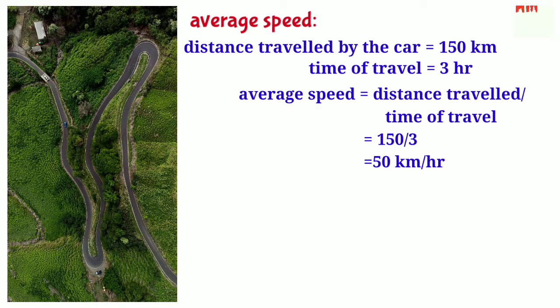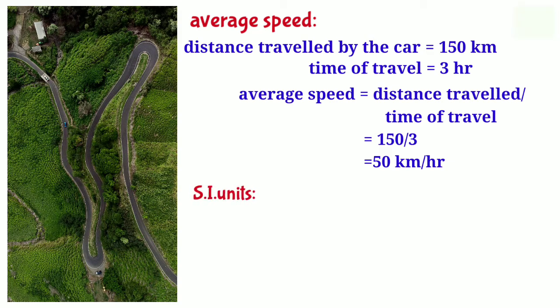It doesn't mean that the car moved with 50 km speed throughout the journey, because the speed of the car may be slow at the curved roads, or maybe the car speed is very high when there are no curves. We don't consider all these things while we are calculating average speed. So the average speed is total distance covered in unit time.